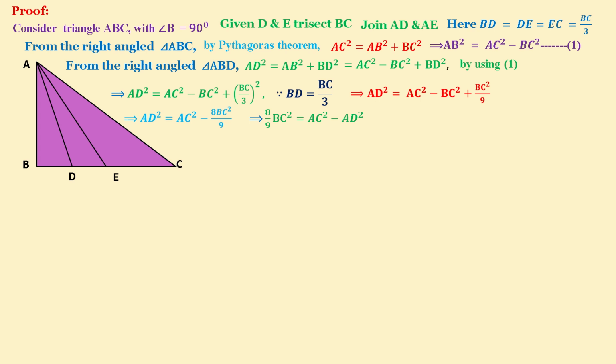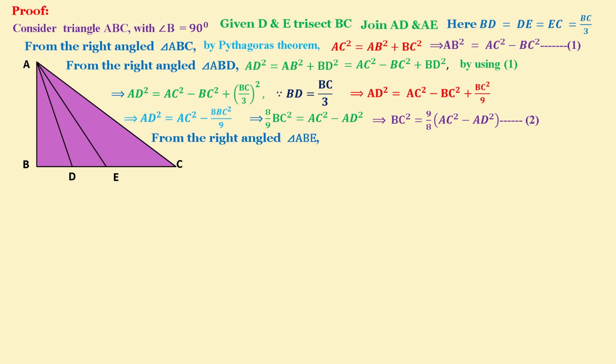Bring the AD square to the right side of the equality. So you will get AC square minus AD square. This implies BC square equal to, 8 by 9 goes to the other side and becomes its reciprocal, 9 by 8, into AC square minus AD square. That is equation number 2.